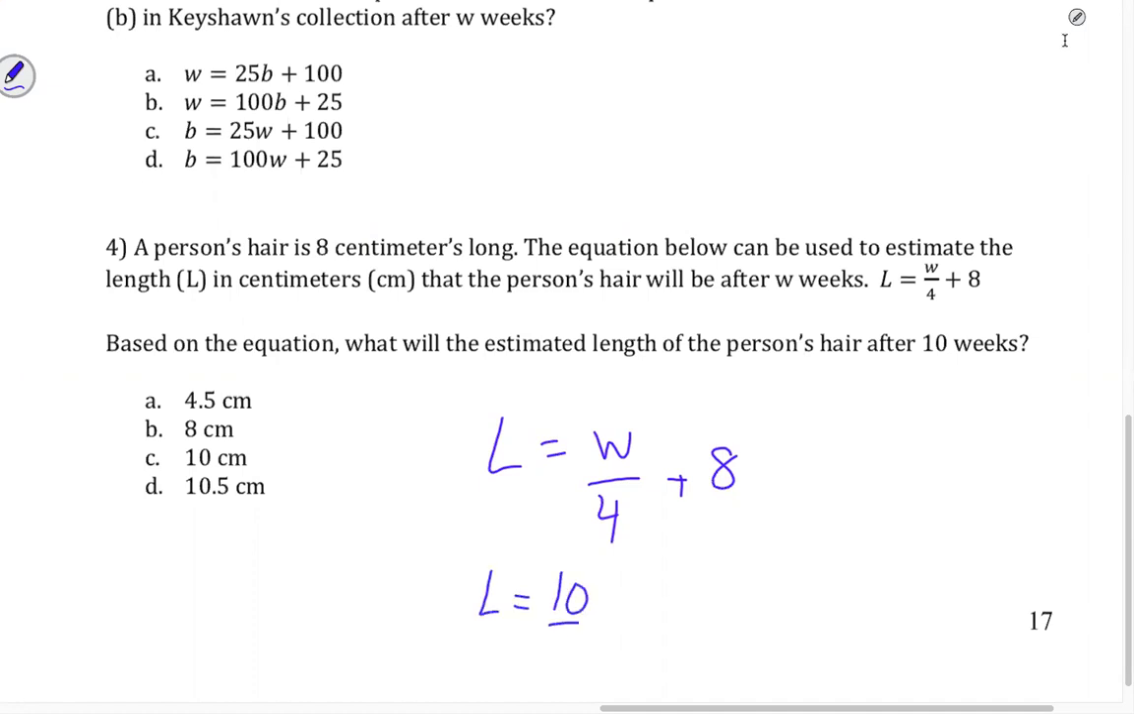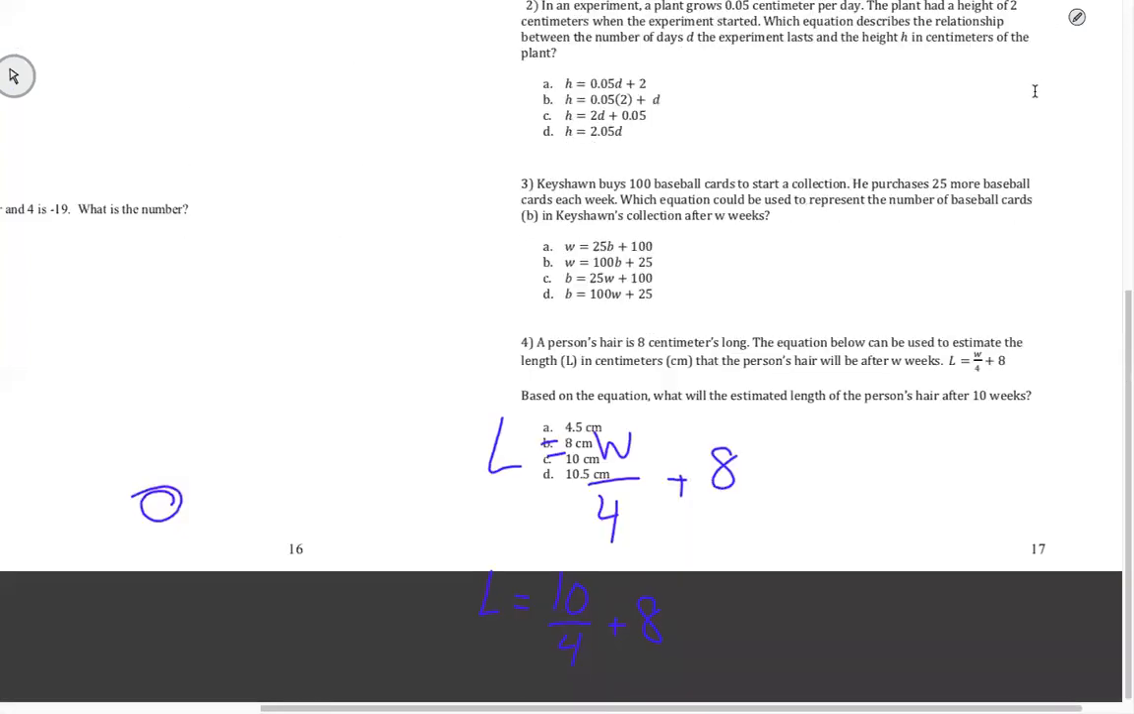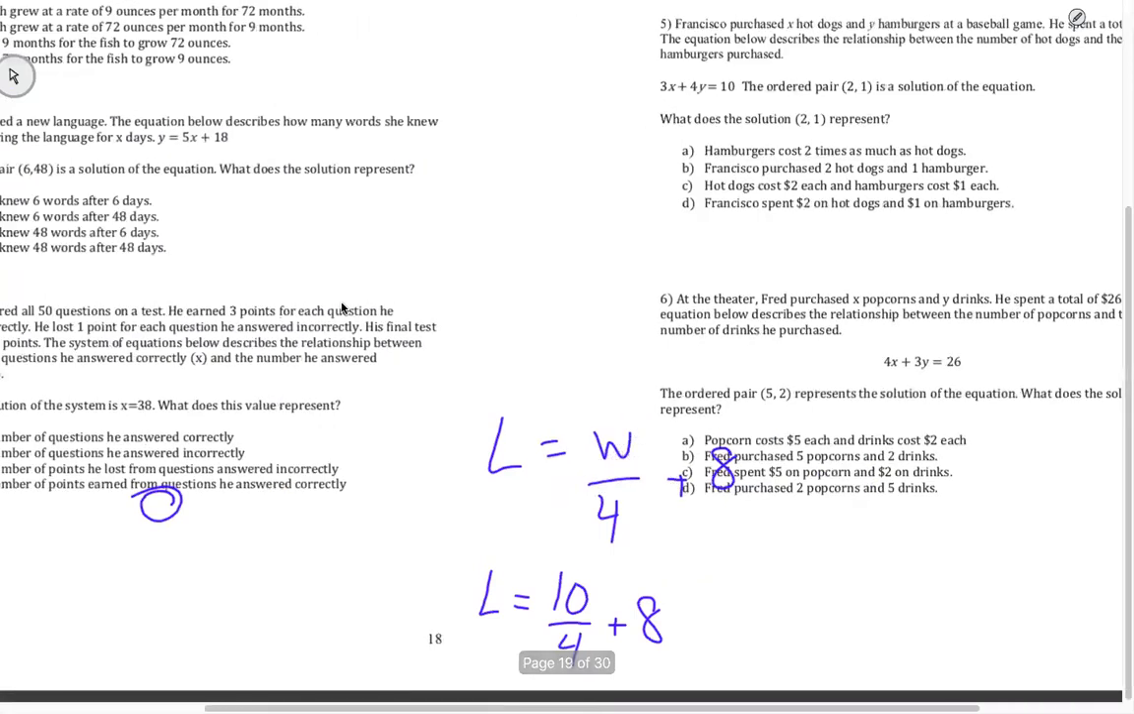Now, do you have a calculator, Liam? Not with me now. You can pull one up, okay? And then once you do, can you do 10 divided by 4 plus 8? What did you get, Liam? 10.5. There you go. So this one we actually had to solve out. All right, let's turn the page.